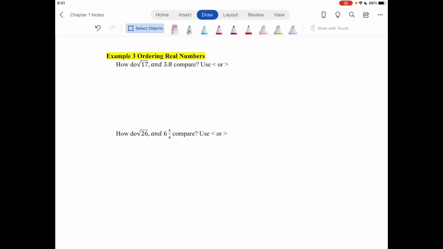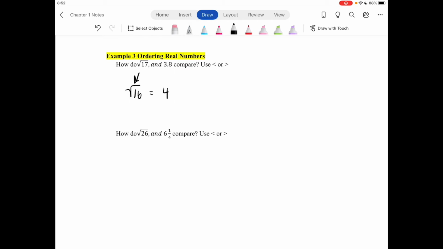Next, we're going to compare an irrational number, square root of 17, with a rational number, 3.8, and see which one's larger. Let's say we don't have a calculator. What we're going to do is try to figure out what perfect square the square root is close to. Well, the square root of 17 is really close to the square root of 16, which is 4.